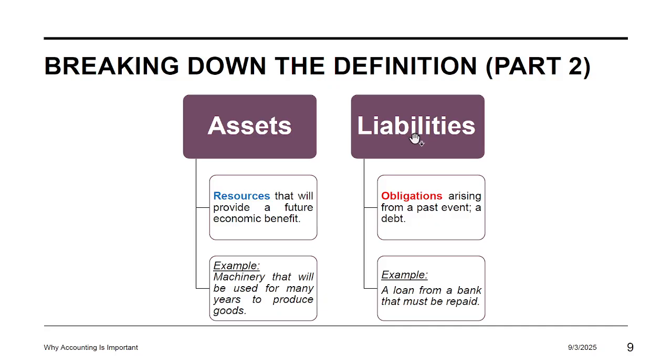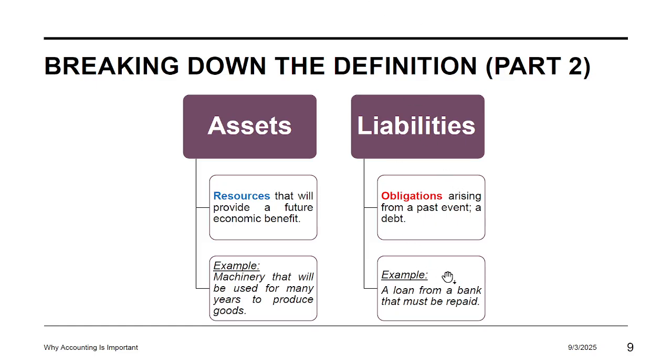Liabilities, on the other hand, are obligations that arise from a past event. What does it mean? For example, a debt. Google needs money to invest in a new giant project for AI, for example. So they need the money. Where does this money come from? They can borrow from the bank, or they can issue what we call bonds to bring back the money.